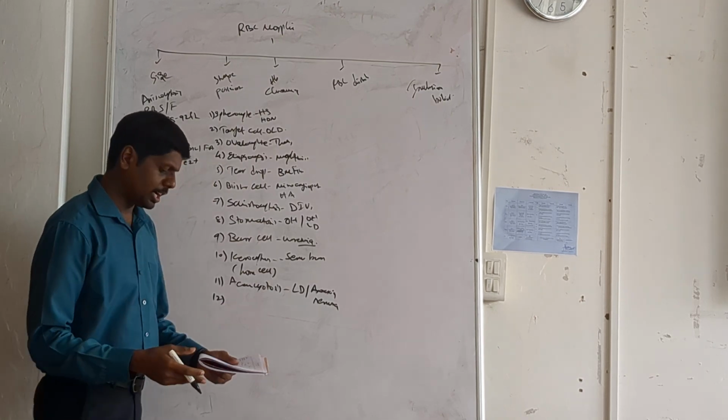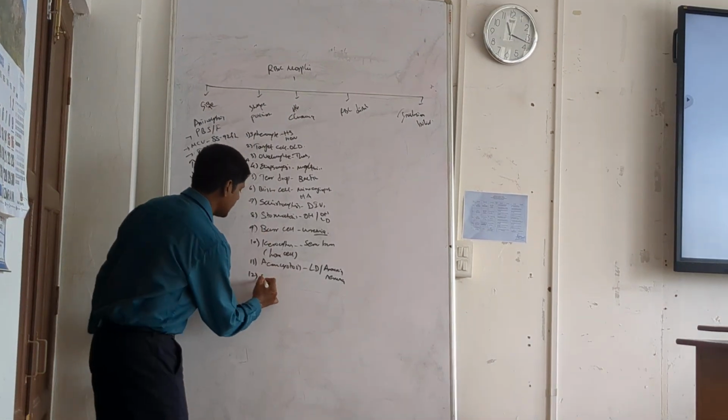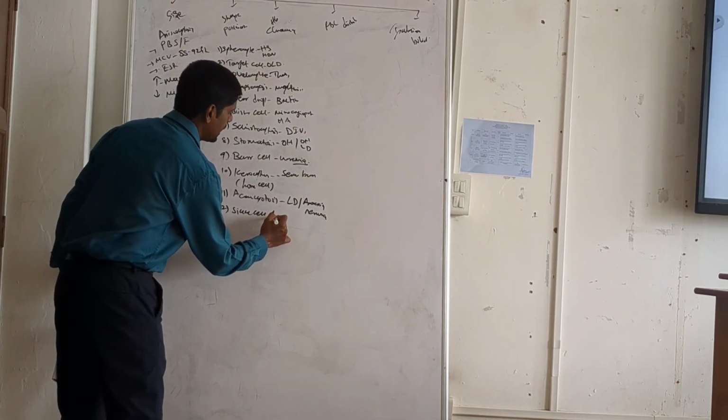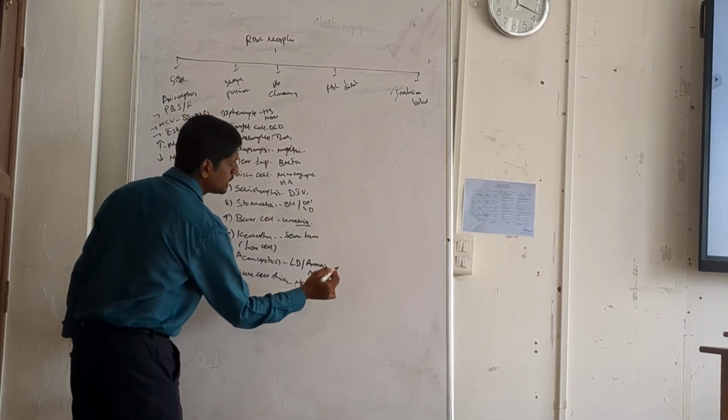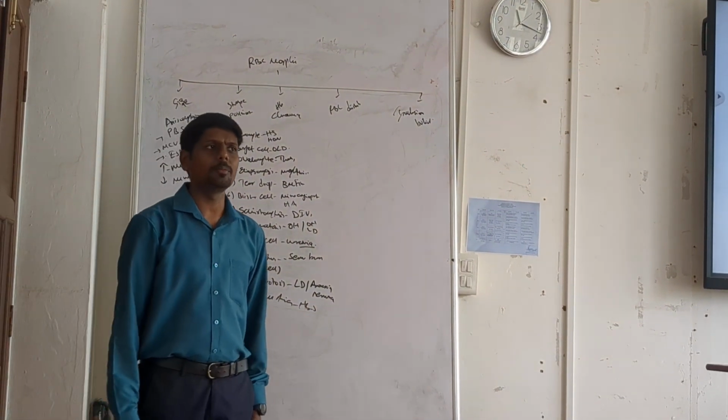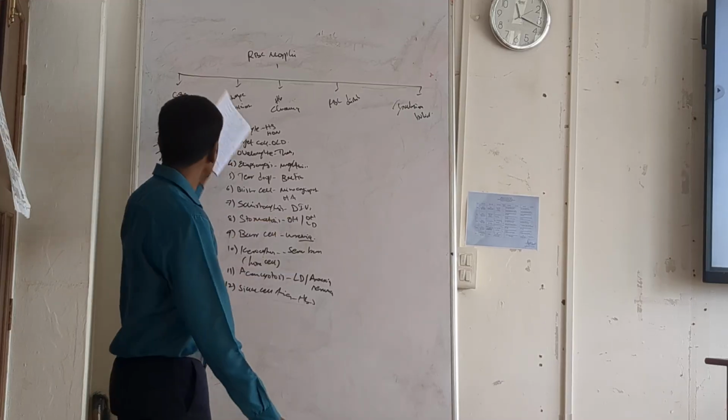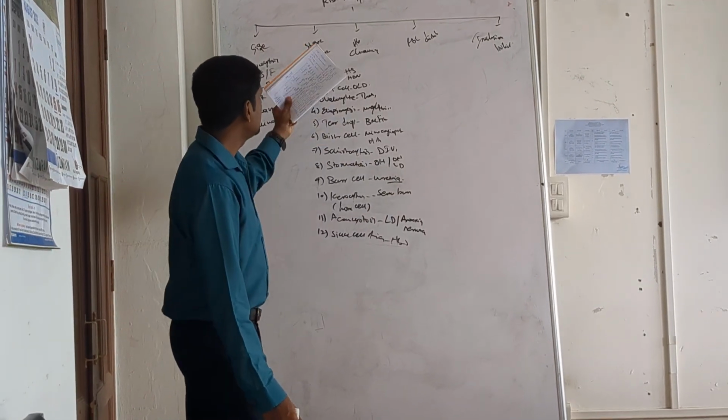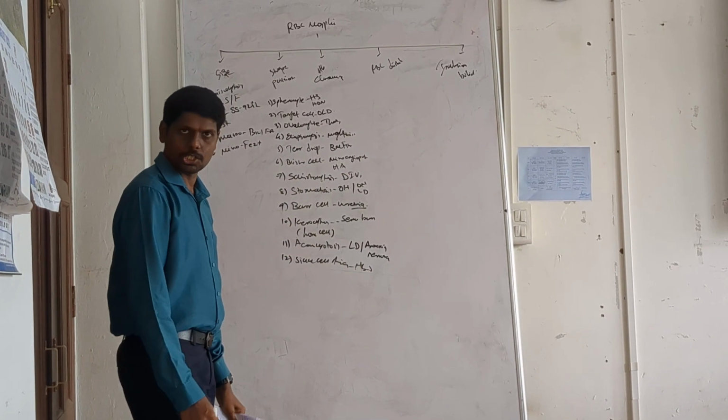Okay. 12th one, obviously, sickle cell anemia. Sickle cell anemia. The condition will be HbS, sickle-shaped hemoglobin. It's a genetic problem, right? So these are the various shape abnormalities of cells and their associated conditions.